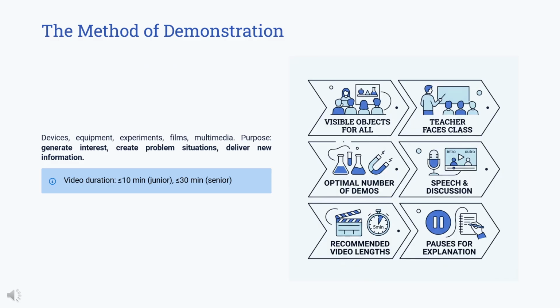The method of demonstration is presented here as a more dynamic form of visual teaching. It includes the use of devices, equipment, experiments, films, and multimedia. Its purposes are to generate interest, create problem situations, and provide new information in a more concrete and compelling form. The slide also notes practical limits regarding video duration. This is especially important because demonstration must remain pedagogically controlled. Therefore, even visually rich material should be selected not by abundance, but by instructional relevance and cognitive appropriateness.